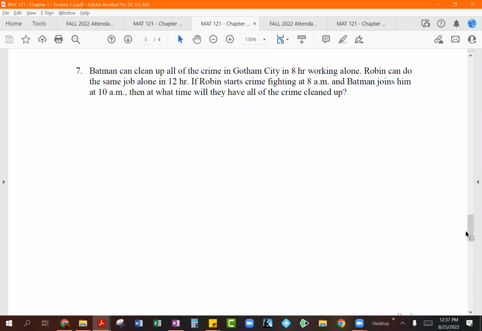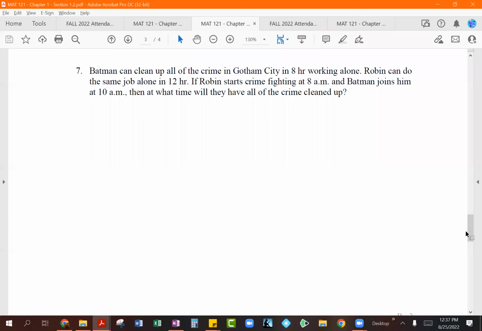So this one is talking about Batman can clean up all the crime in Gotham City in 8 hours if he's working alone. Robin can do the same job in 12 hours. Obviously, he's a little bit slower, takes him a little bit longer. So they're saying if Robin starts crime fighting at 8 a.m. and Batman joins him at 10 a.m., at what time will they have all of the crime cleaned up? So in this case, the slower person starts out earlier, and then the other one who works a little bit faster joins him.